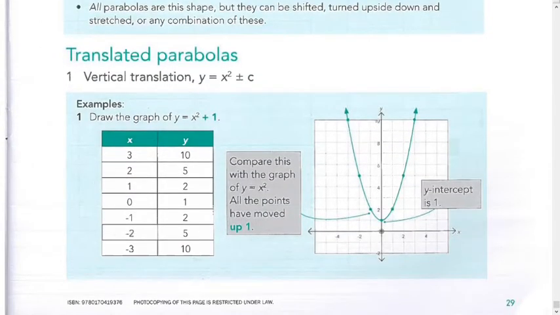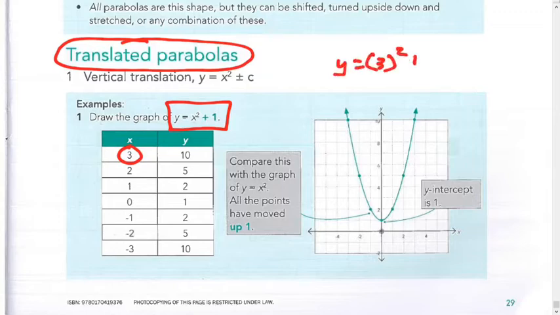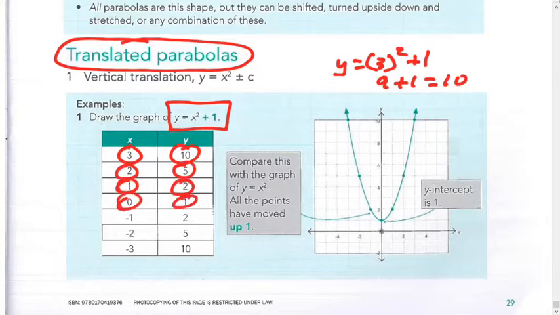Okay? So what we're going to talk about is something called translated parabolas. Okay? Translating a parabola just means that you're moving it. Okay? And so, as a matter of fact, you'll see they use the same one I just used for an example. It's a classic example. So they've given you your chart. It's 3. So if x is 3, y equals 3 squared plus 1. So 9 plus 1, which is 10. Right? So what happens is that every time you square the number, then you're going to add a 1 to it.